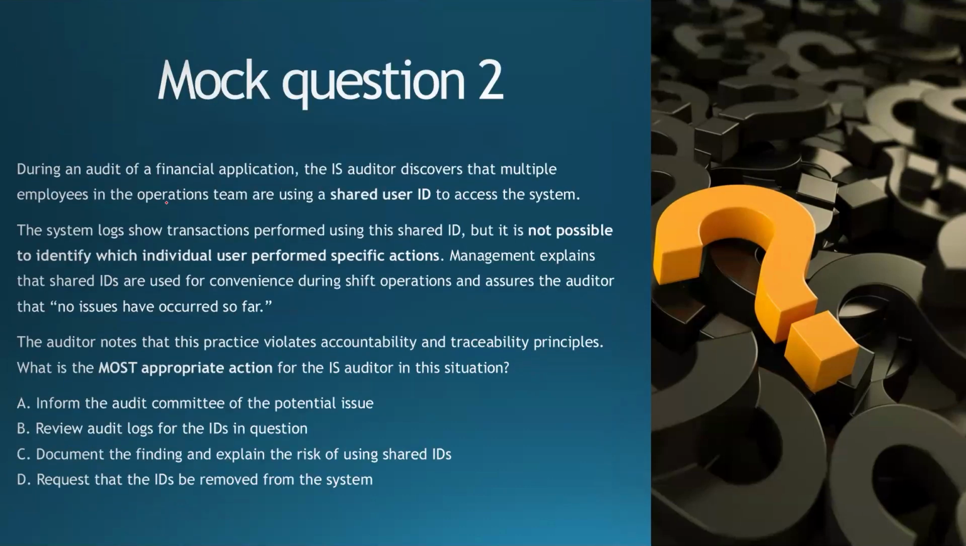During an audit of a financial application, the IS auditor discovers that multiple employees in the operations team are using a shared user ID to access the system. The system logs show transactions performed using this shared ID, but it is not possible to identify which individual user performed a specific action. Management explains that shared IDs are used for convenience during shift operations and assures the auditor that no issues have occurred so far. The auditor notes that this practice violates accountability and traceability principles. What is the most appropriate action for the IS auditor in this situation?